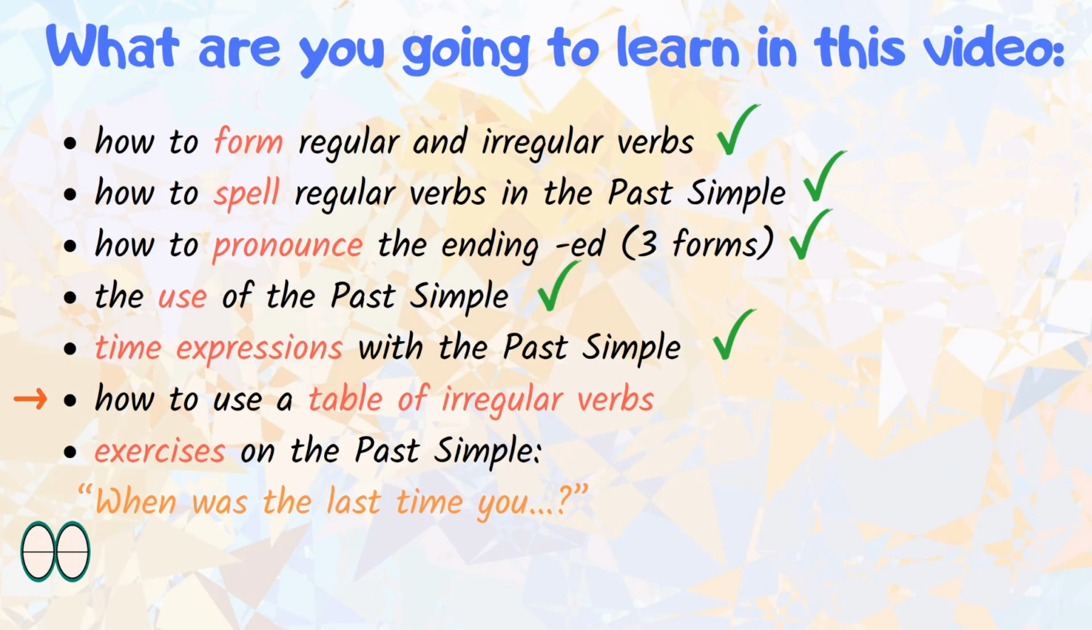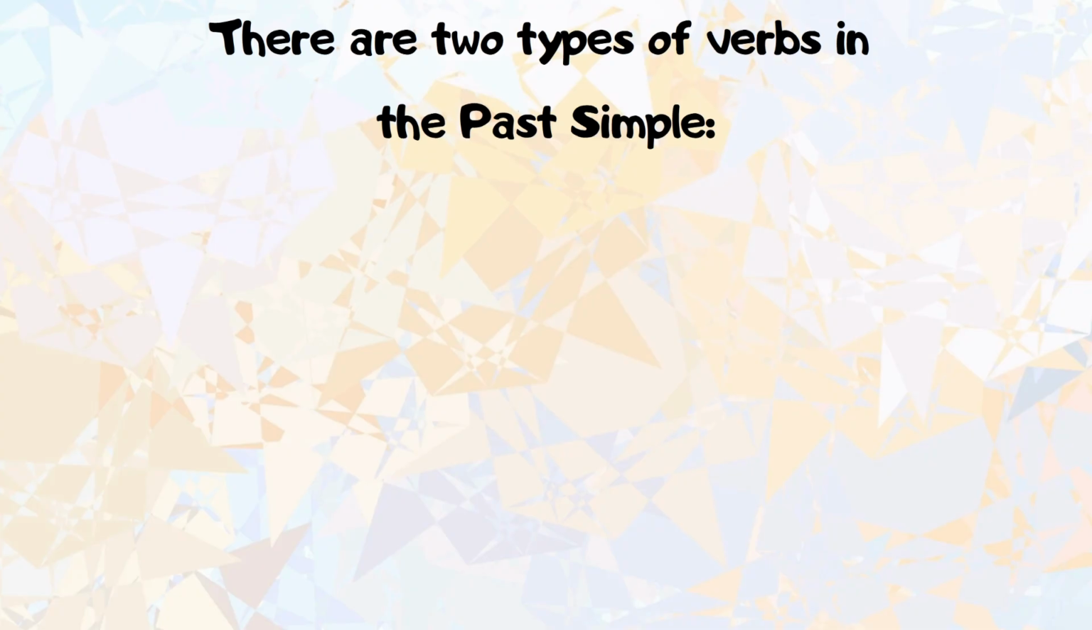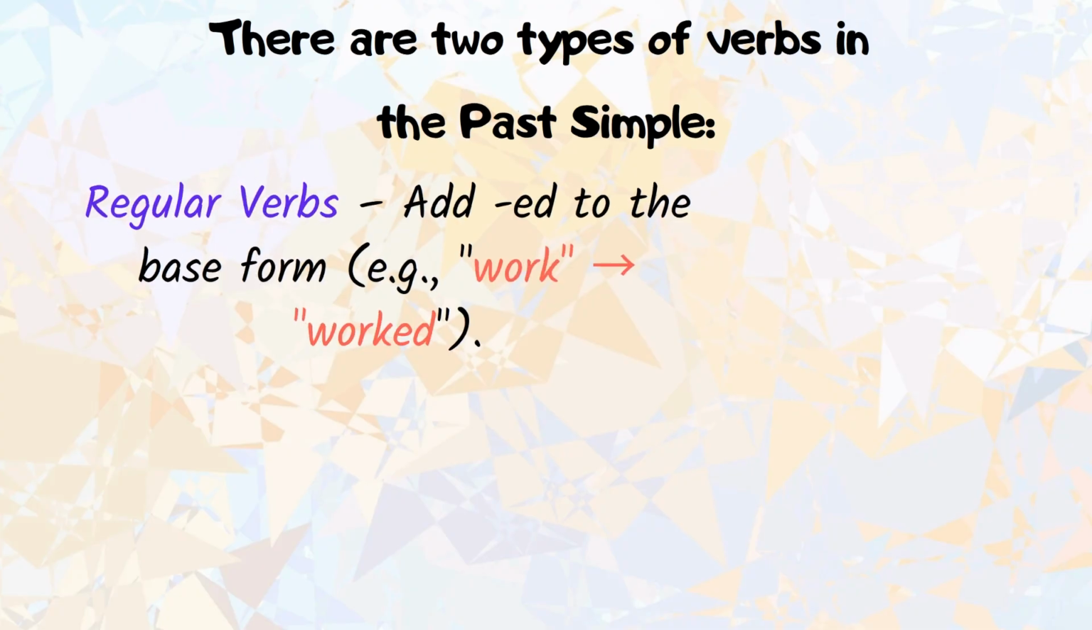You might remember that there is a table for irregular verbs, so you'll get a tip on how to use it and learn all of them efficiently. And last but not least, we'll do some exercises on the past simple answering the question, when was the last time you did something? As you might remember, there are 2 types of verbs, regular and irregular.